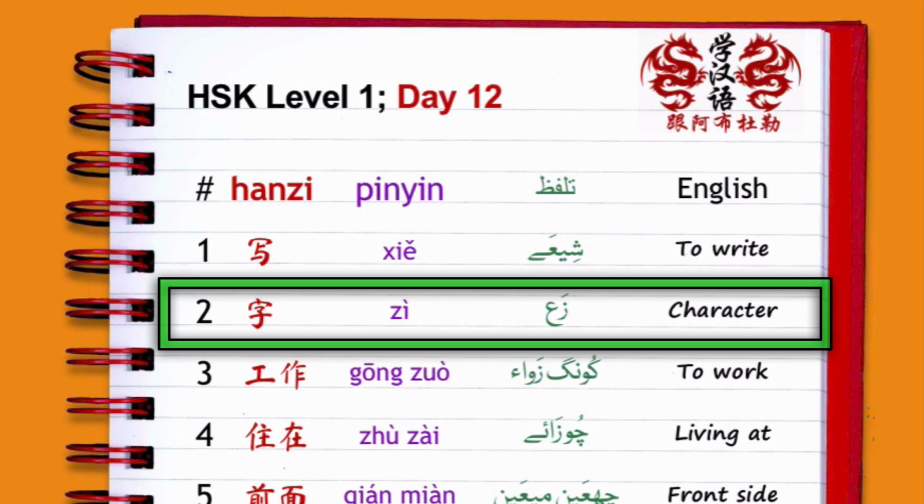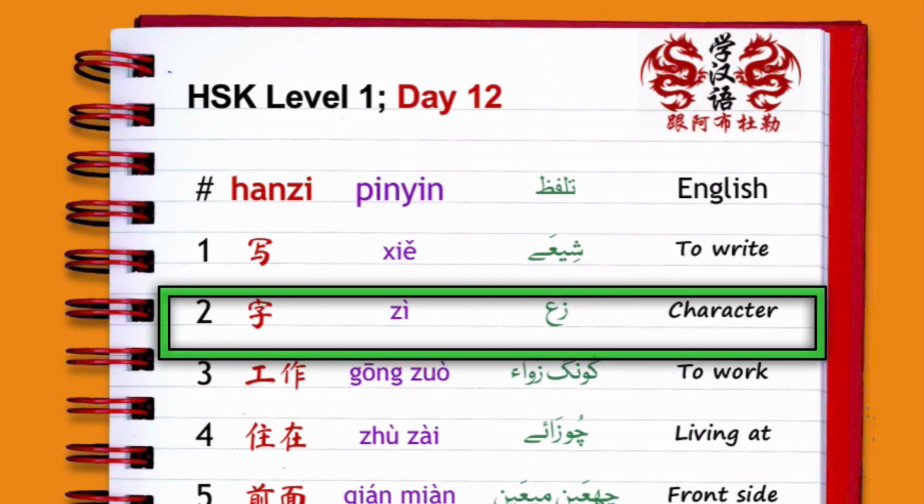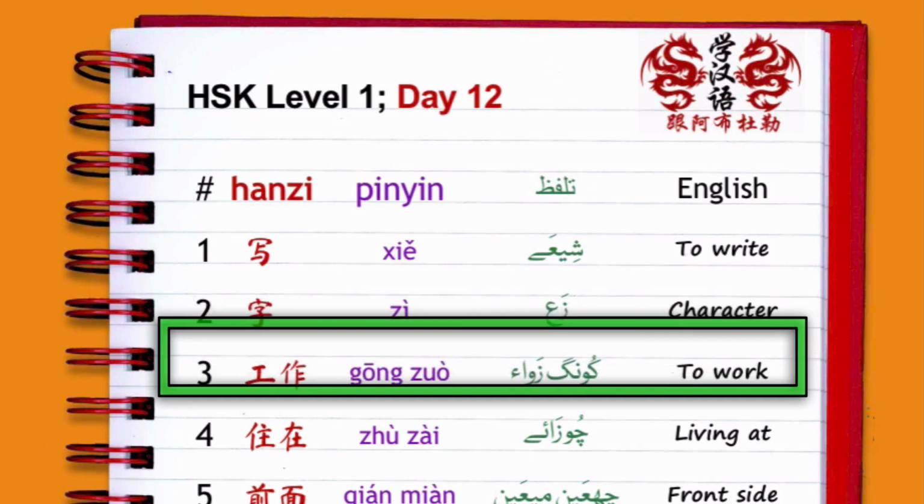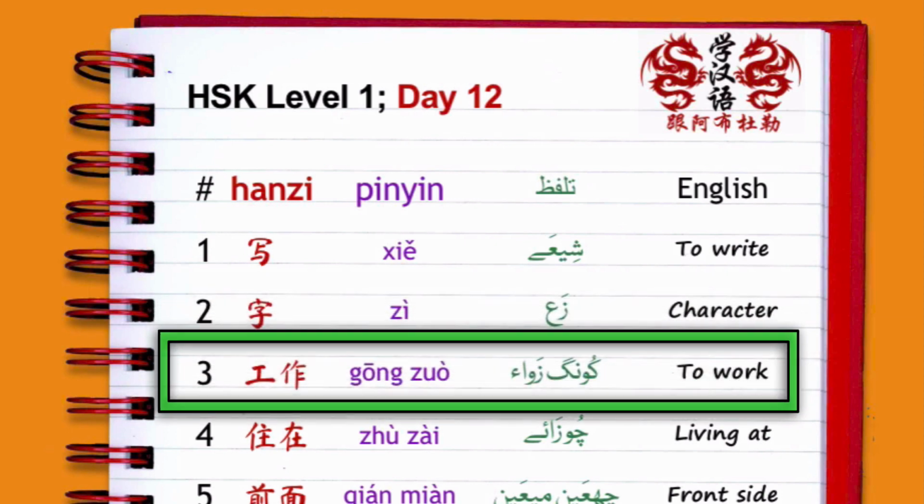That means Chinese characters. The Chinese writing, the specific way how the Chinese language is written. They are written in alphabets. The Chinese alphabets are called 字. Number 3. 工作 means to work, to be on a job.